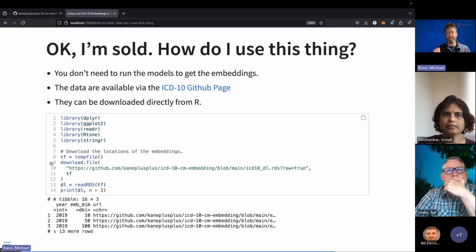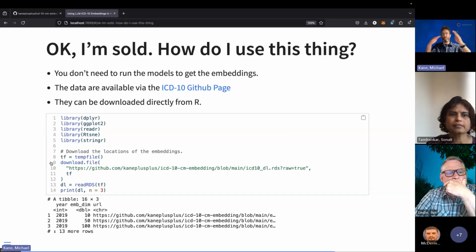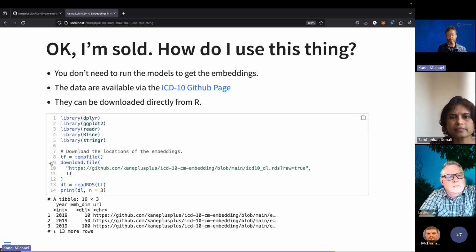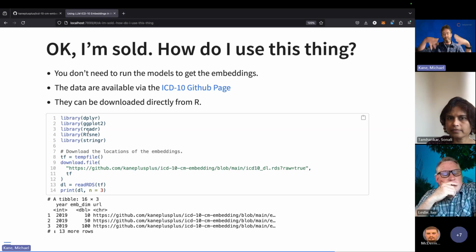But we can do a little bit better, because if we fix on ICD-10 codes, then we're really just talking about a lookup, right? If I'm going to use this in my analysis, I don't need this model. All I need to know is what is the embedding for the ICD-10 code. So all of those are available on the GitHub page. As an example, I'm going to do a really pretty simple example where I'm going to download one of the embeddings, and then I'm going to run tsne on it and then visualize by the category.